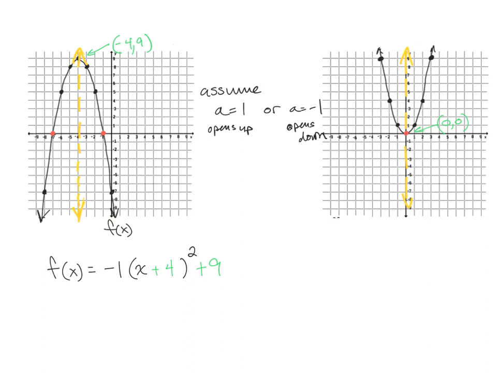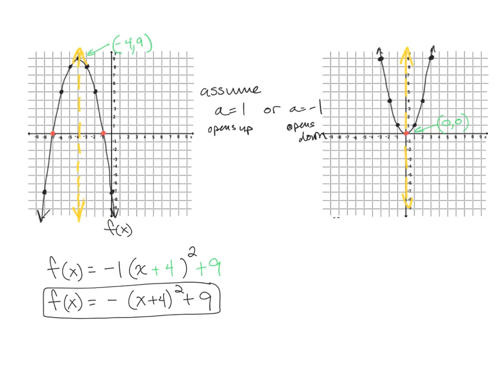Now, one thing that you can do to clean this up is that a -1 times anything just represents a negative. So we have f of x would be -(x + 4) squared + 9. And this is the equation of this parabola. Sweet.